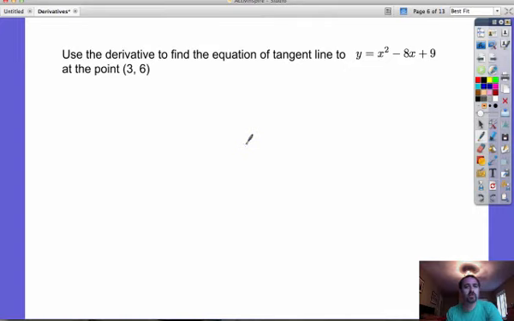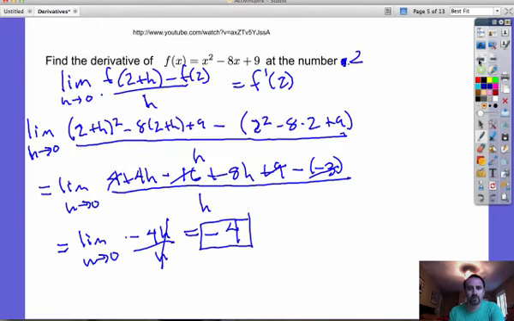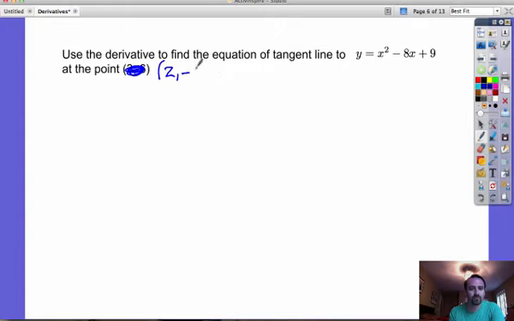All right, let's use the derivative to find the equation of a tangent line at the point, rather than 3, 6. So we already found 2. Let's find 2 and negative 3, I think. That's all right. 2 and negative 3.